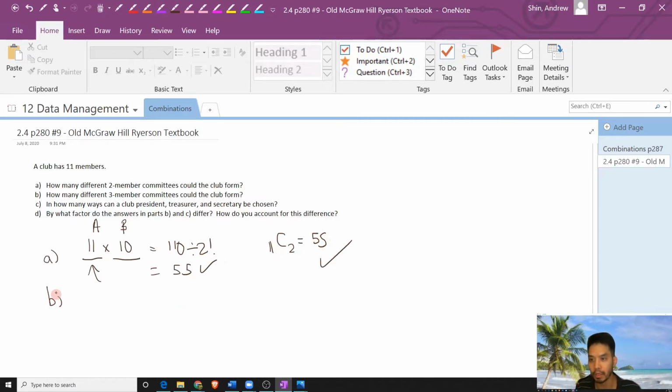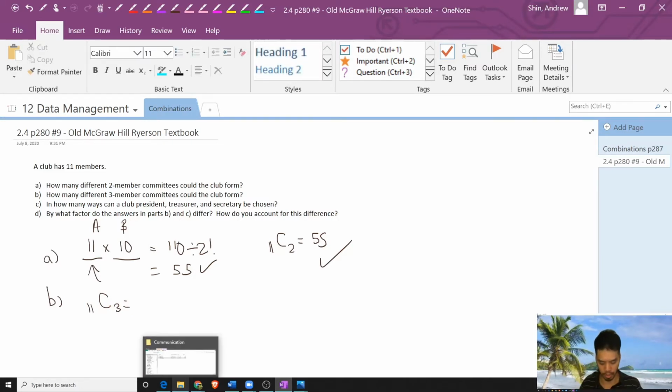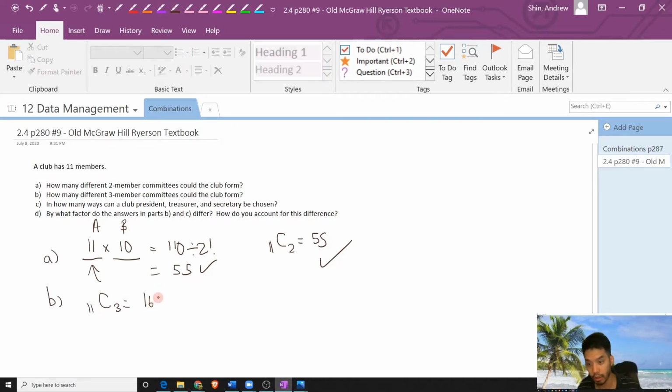If we do part B, we're just going to do the short way. In how many different ways can you form 3-member committees? Again, we have 11 members to choose from, and we're going to choose 3 people. If we put that in a calculator, 11 choose 3, I got 165, and that's the right answer for part B. Okay, let us do part C.